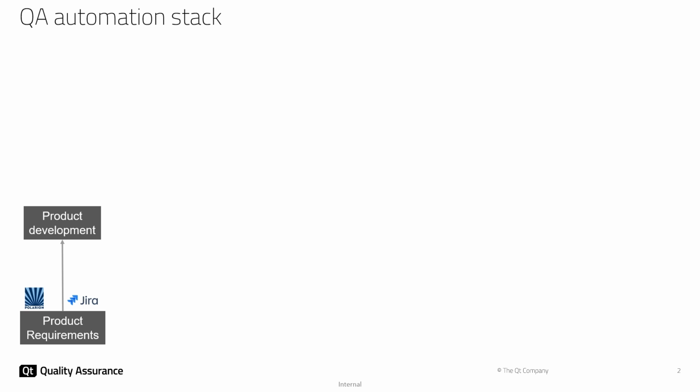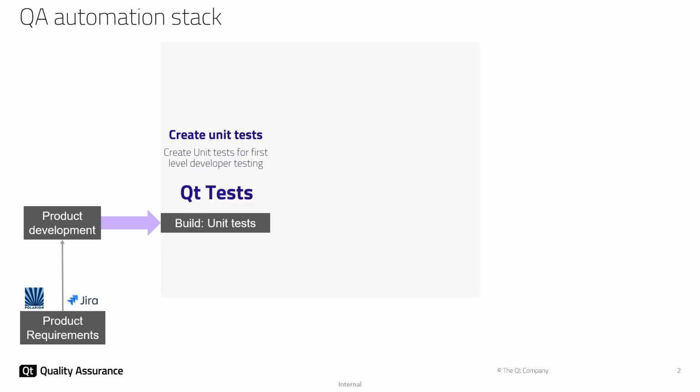Once development is done, the testing phase begins. The first testing stage is unit testing, where the developer tests the units of code written to give an early feedback. Qt provides the Qt Test module, which allows developers to quickly create and run unit tests, giving confidence that individual components behave as expected.